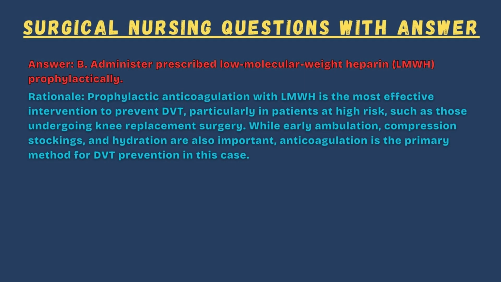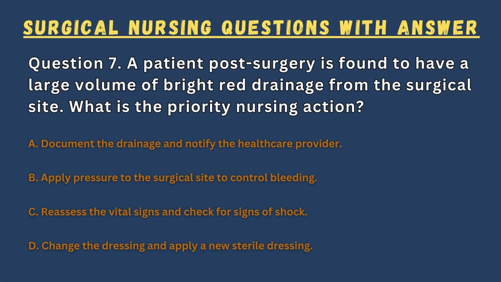Answer. B. Administer prescribed low molecular weight heparin, LMWH, prophylactically. Rationale: prophylactic anticoagulation with LMWH is the most effective intervention to prevent DVT, particularly in patients at high risk, such as those undergoing knee replacement surgery. While early ambulation, compression stockings, and hydration are also important, anticoagulation is the primary method for DVT prevention in this case.